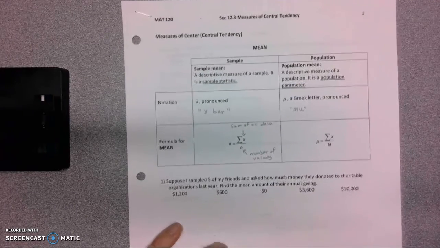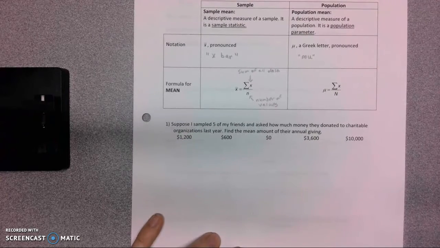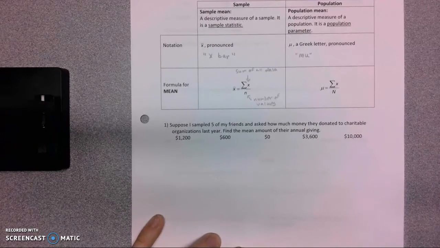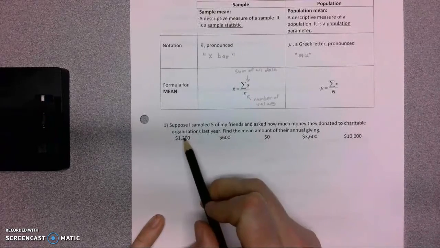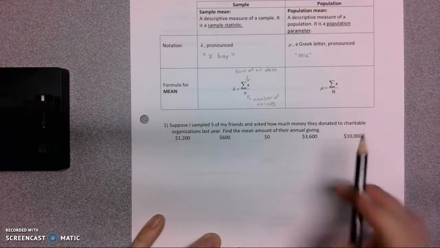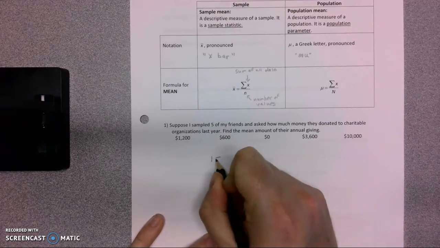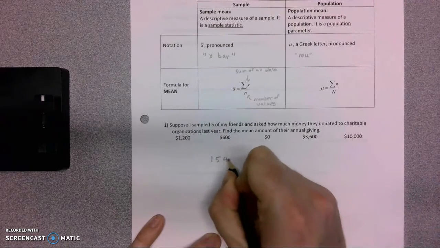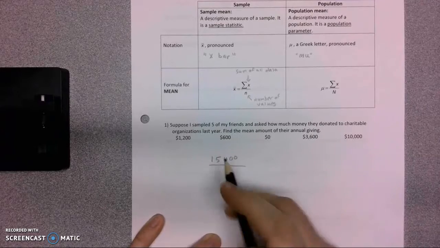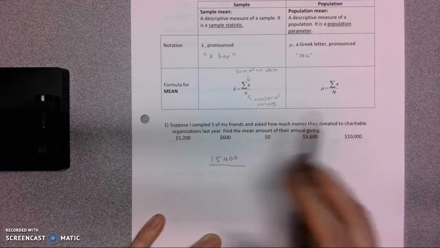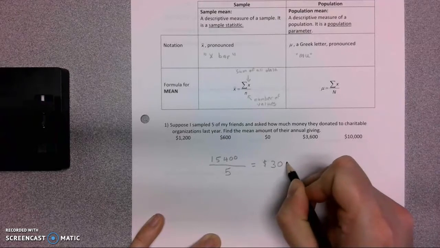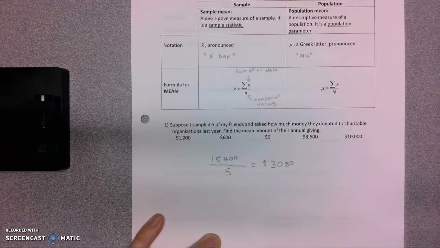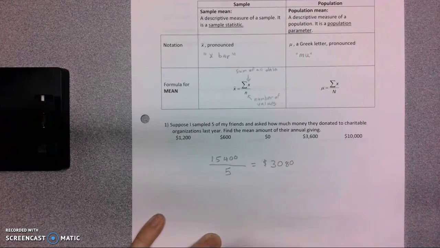Okay, so suppose I sampled 5 of my friends and asked how much money they donate to charitable organizations. Find the mean of their annual giving. So to find the mean, we add these all together. And when we add them up, we should get 15,400. And then we divide by how many there are: 1, 2, 3, 4, 5. So this gives us 3,080 is the mean.